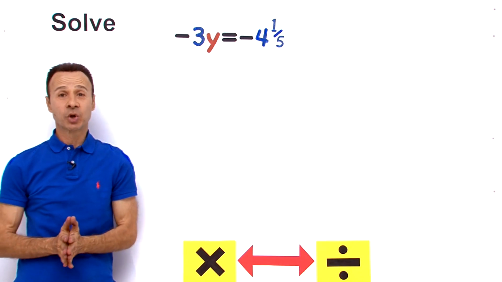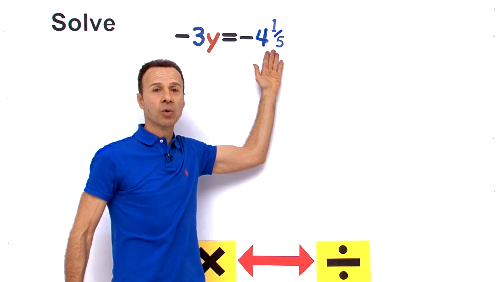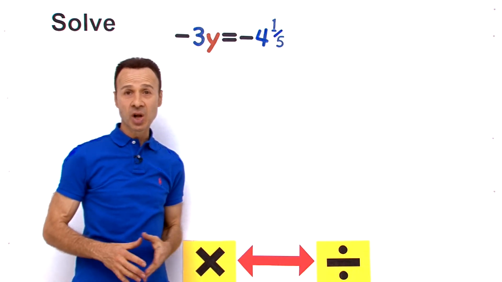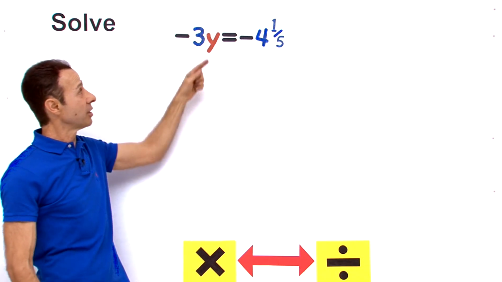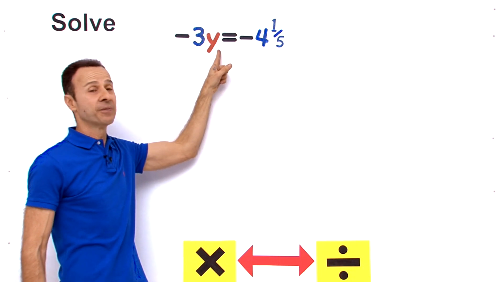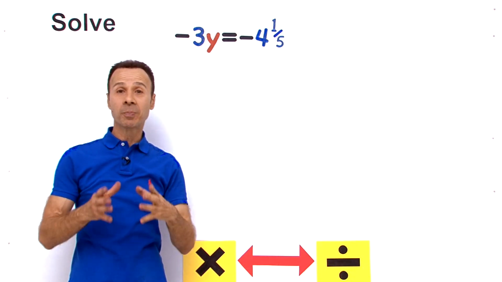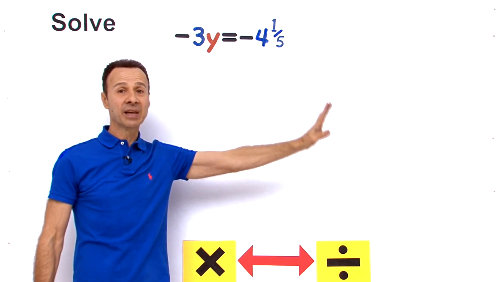Okay, let's solve this equation. Negative 3y equals negative 4 1/5. Now, in order for us to solve it, solve actually means figure out what the unknown variable y is. That's what we want to do. That's what solving is. In order for us to figure it out, we have to get that y all by itself, home alone, on one side of the equals, and a number on the other side of the equals.